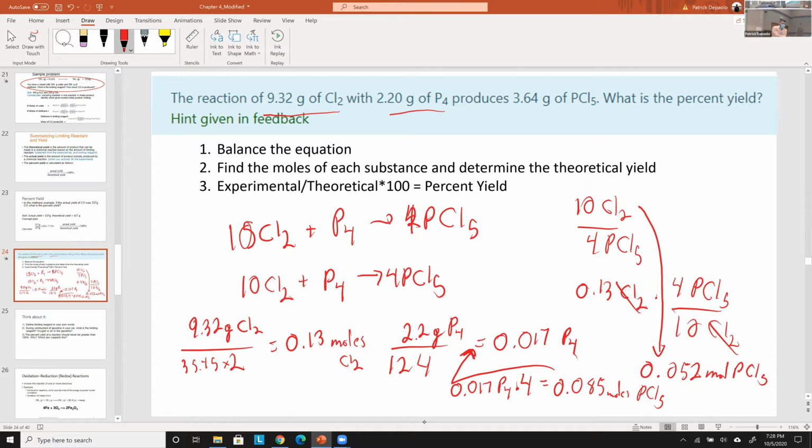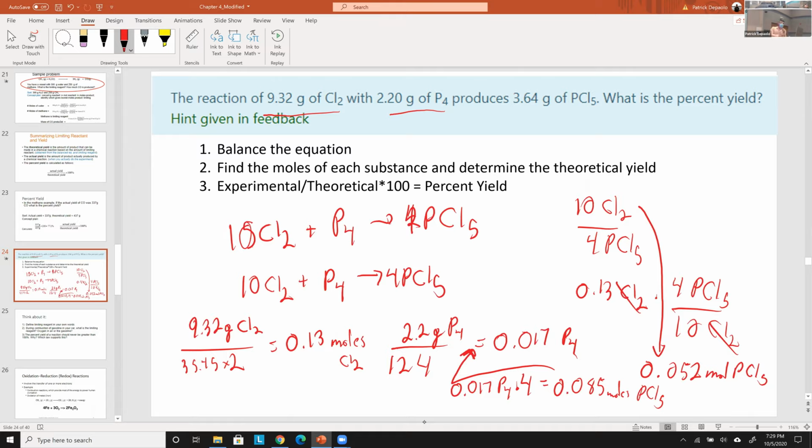that the one that creates the least amount of moles is the Cl2. Therefore, it is the limiting reactant. It is corresponding to 0.052 moles of PCl5, where the P4 is corresponding to 0.085, which means it'll be in excess.